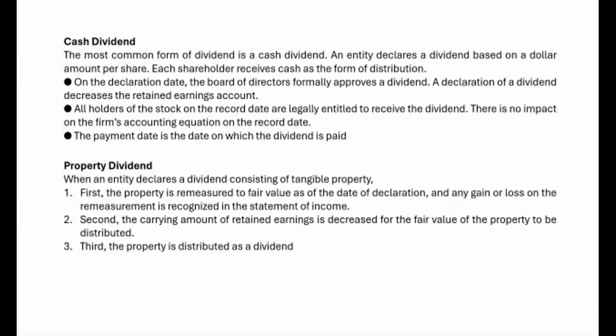About the cash dividend, the most common form of dividend is the cash dividend. An entity declares a dividend based on a dollar amount per share. Each shareholder receives cash as a form of distribution. On the declaration date, the board of directors formally approves a dividend. A declaration of a dividend decreases the retained earnings account.